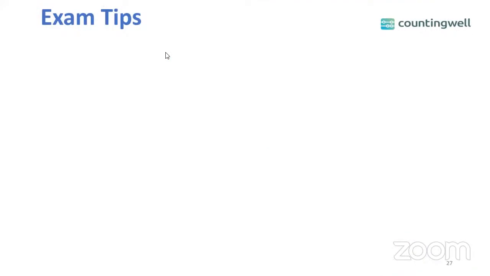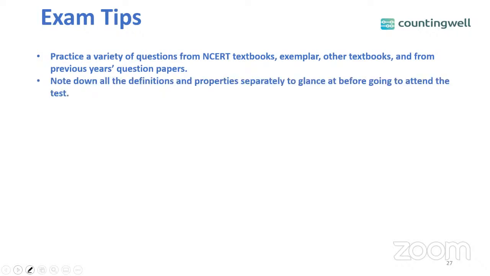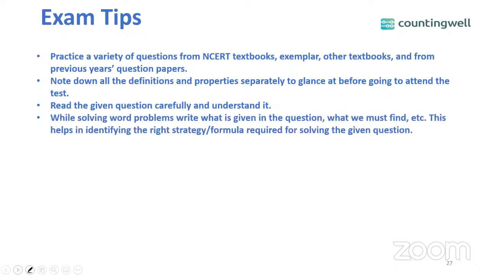Now let us see some exam tips for this chapter. First, you have to practice a variety of questions from NCERT textbooks, exemplar and other textbooks, and from previous year question papers. Next, you have to note down all the definitions and glance through the properties. Also, you have to read the given question very carefully and understand it, especially when you're finding the possible outcomes and the favorable outcomes of any event, and finding the probability in that case.